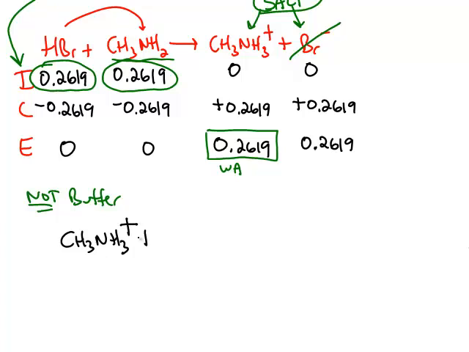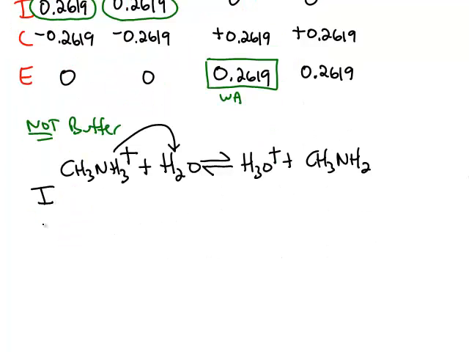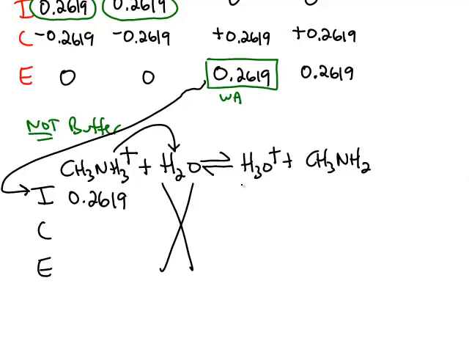This particular salt has the cation that can act as an acid. It's a weak acid, not strong, so we write an equilibrium set of arrows, and we're going to produce hydronium and methylamine, the weak base. So the initial concentration of the cation is 0.2619. Pure liquid we can cross out. Hydronium and weak base are both 0. This reaction's in equilibrium, so we're going to get a minus x, plus x, and plus x.